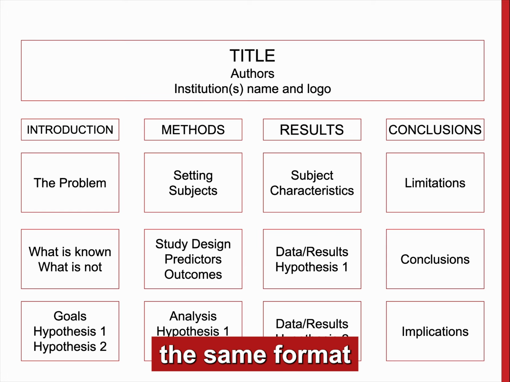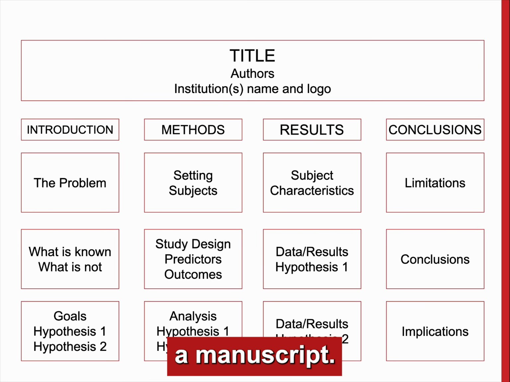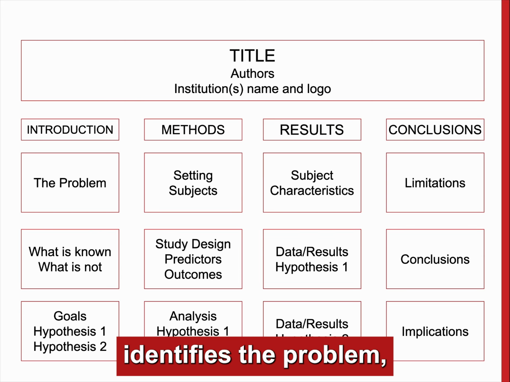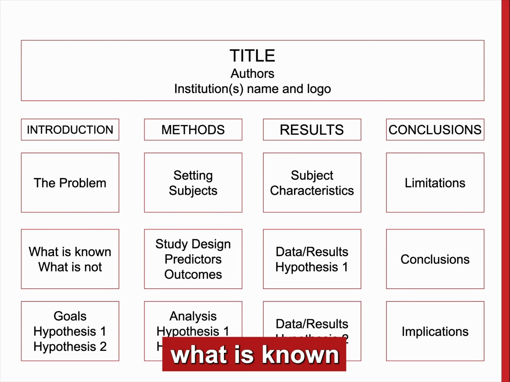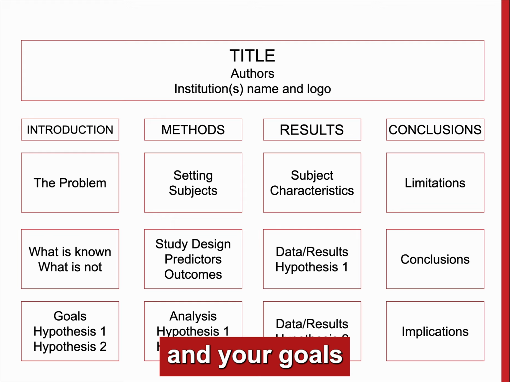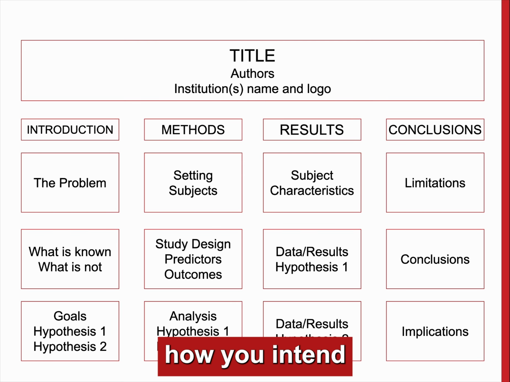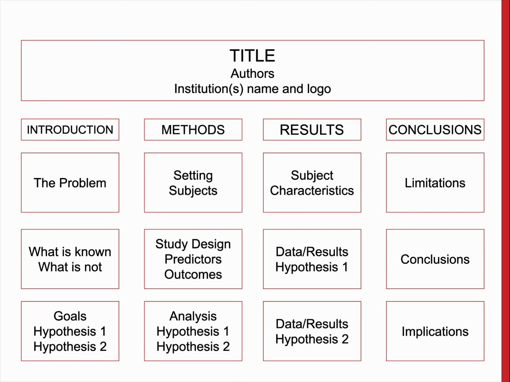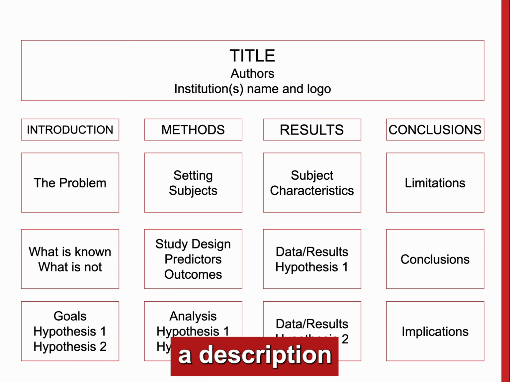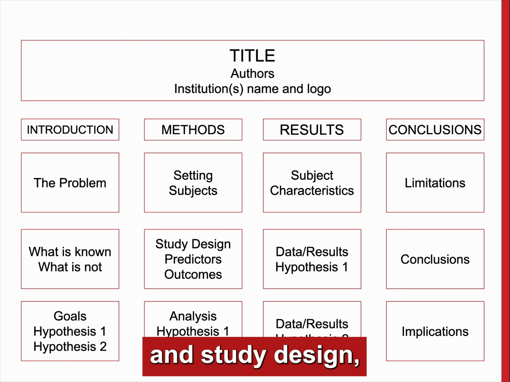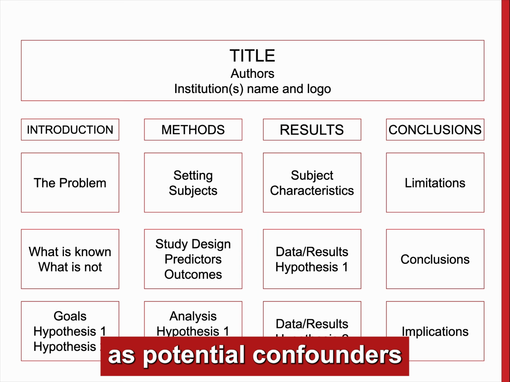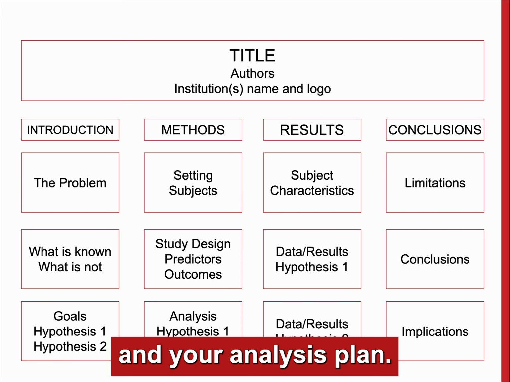Essentially, it follows the same format you would use in writing a manuscript. The introduction identifies the problem, what is known and what is unknown about the problem, and your goals and hypotheses. The methods section describes how you intend to answer your research question. The methods also include a description of the subject, setting, and study design, definitions of the predictors and outcomes as well as potential confounders, and your analysis plan.